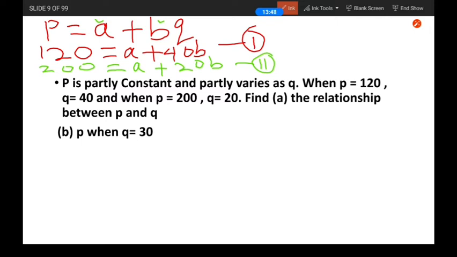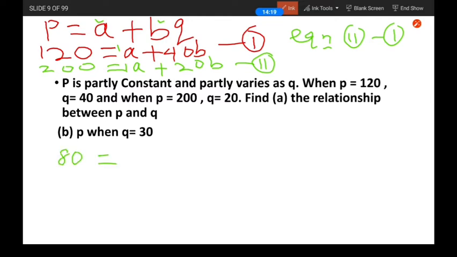Now we can solve equation 1 and equation 2 simultaneously. Why do you think we can eliminate straight? We can eliminate A because they have the same coefficients of 1, 1. Is that okay? So let's subtract equation. Let's use the bigger one so that it can be easy for us. Equation 2 minus equation 1. But you can use equation 1 minus equation 2. It depends. So 200 minus 120. That gives us 80. Very good.